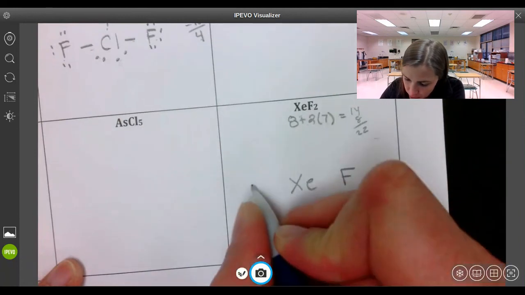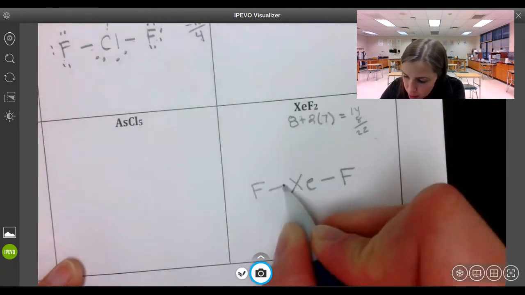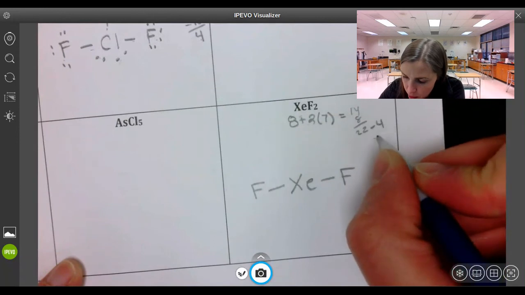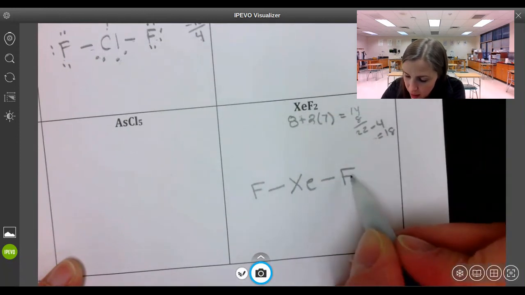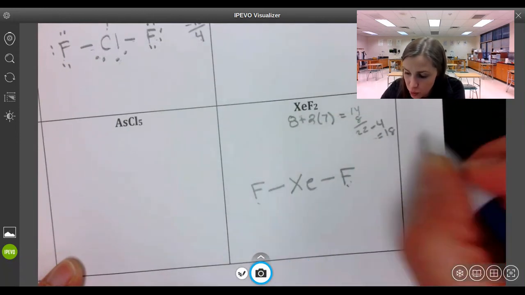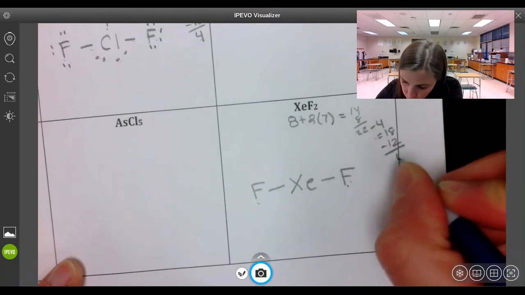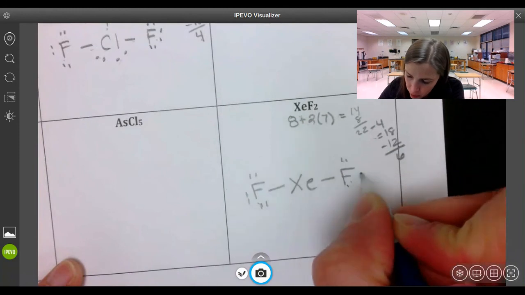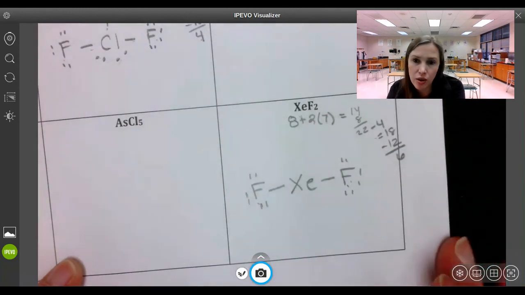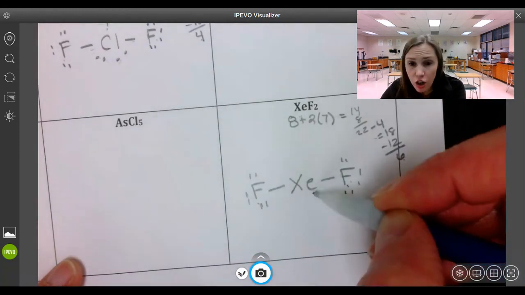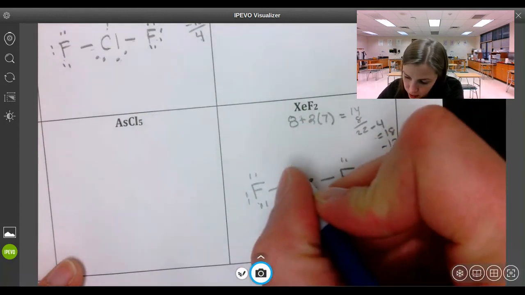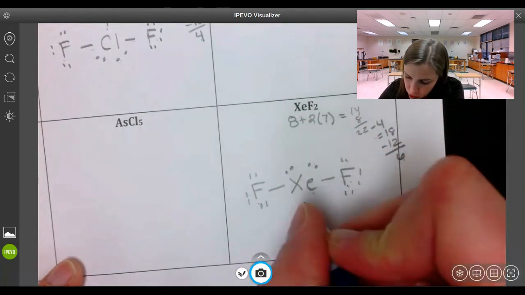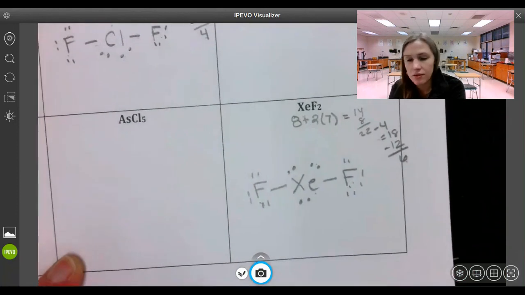So I'm going to have Xe, and I'm going to have the fluorines on the outside. I'm going to draw single bonds to them. So that's going to be minus 4, which gives me 18. I know I need 2 or 6 and 12, which means I have 6 electrons left. So I'm going to go ahead first, so I don't forget, put those around my fluorines. So those 6 are actually all going to go on to xenon. So I'm going to put 2, 4, keeping them in pairs, 6.